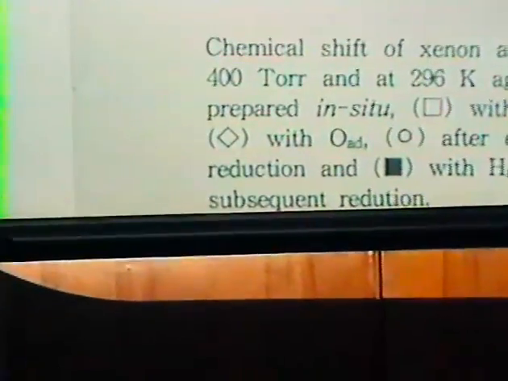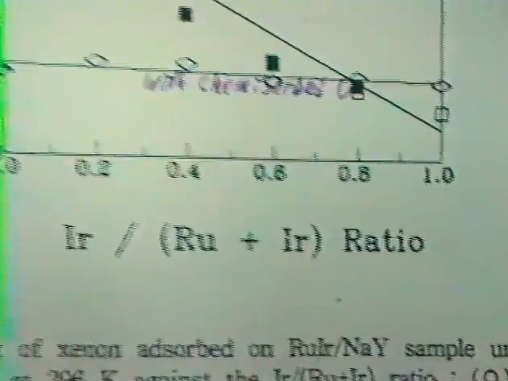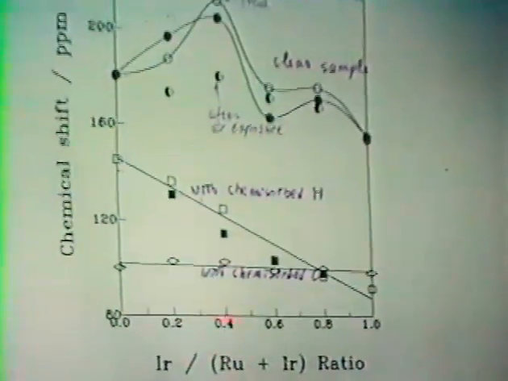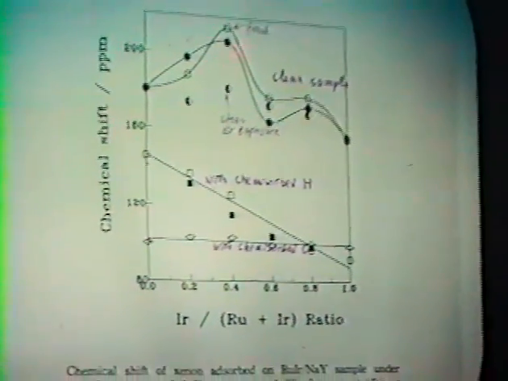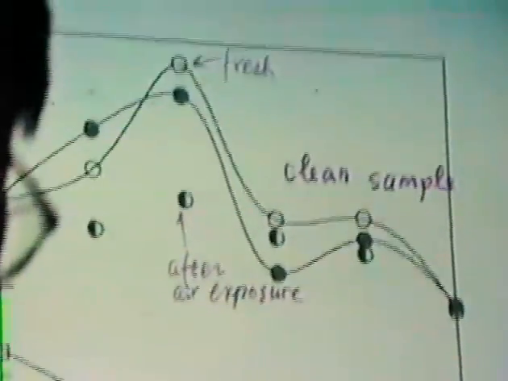There are many other interesting results here, but I don't want to go into detail. This is xenon NMR data for the Ru-Ir system, which shows a strange chemical shift increase at this composition. So there may be something strange happening here. We haven't studied it yet.